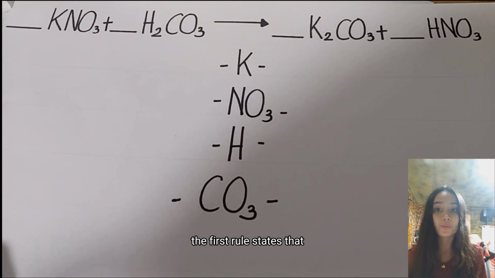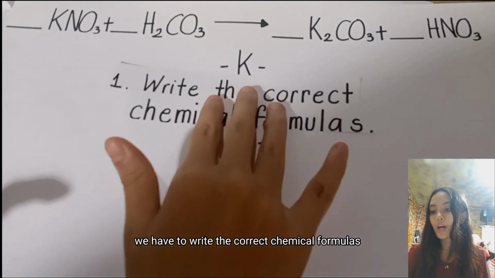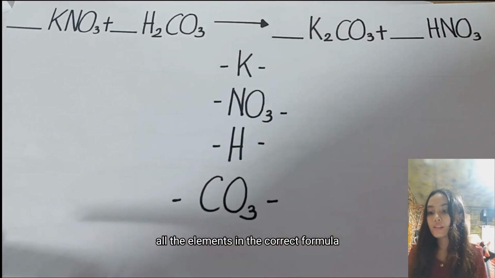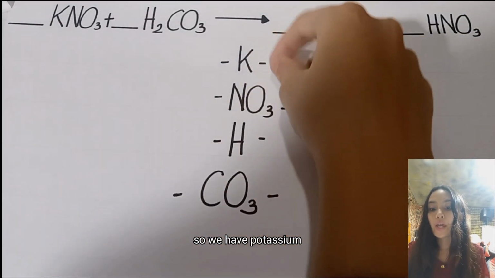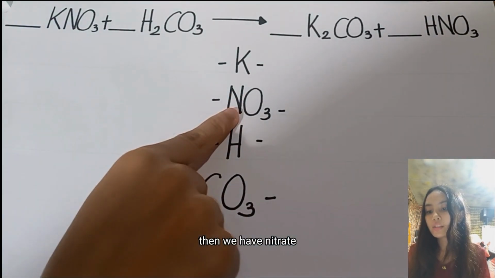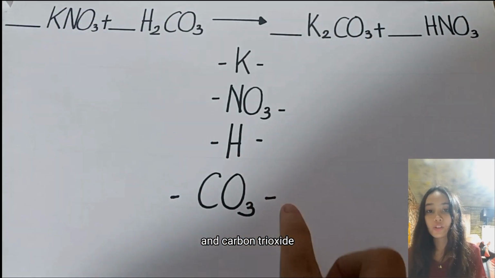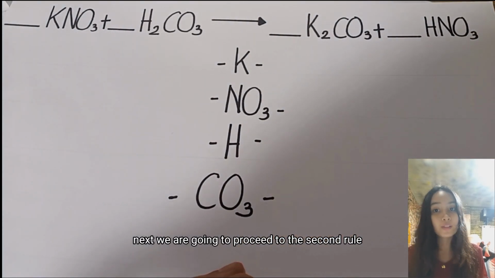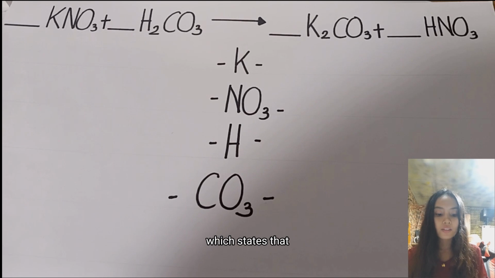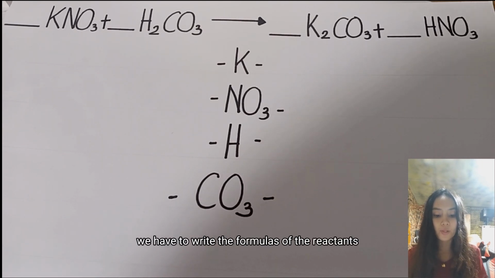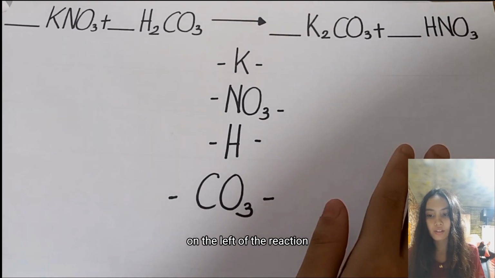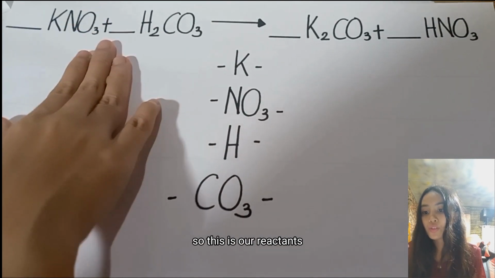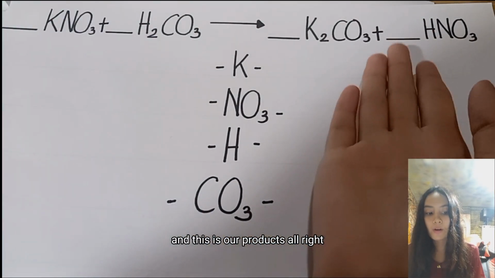Alright, so again, the first rule states that we have to write the correct chemical formulas. So we are going to check if we have written all the elements in the correct formula. We have potassium, then we have nitrate, we have hydrogen, and carbon trioxide. So we have written them in their correct formulas. Next, we are going to proceed to the second rule, which states that we have to write the formulas of the reactants on the left of the reaction. So this is the left, meaning to say this is the reactant. So this is our reactants and this is our products.